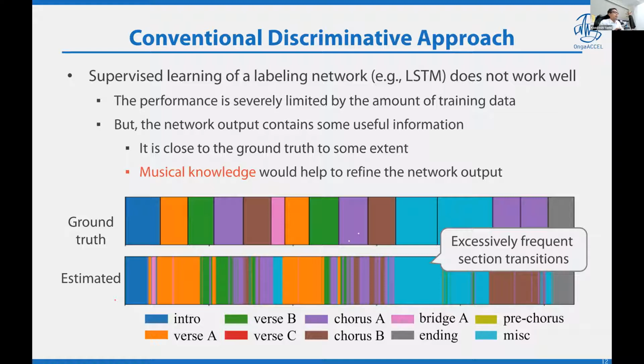So this means that we cannot draw the full potential of a neural network, such as a transformer, which made a big success in other fields with abundant training data. The direct, straightforward application of such a very powerful and rich, expressive deep neural network model is very difficult. However, the network output contains some useful information in this case. The output is actually close to the ground truth to some extent. So this means that musical knowledge would help to refine the network output.